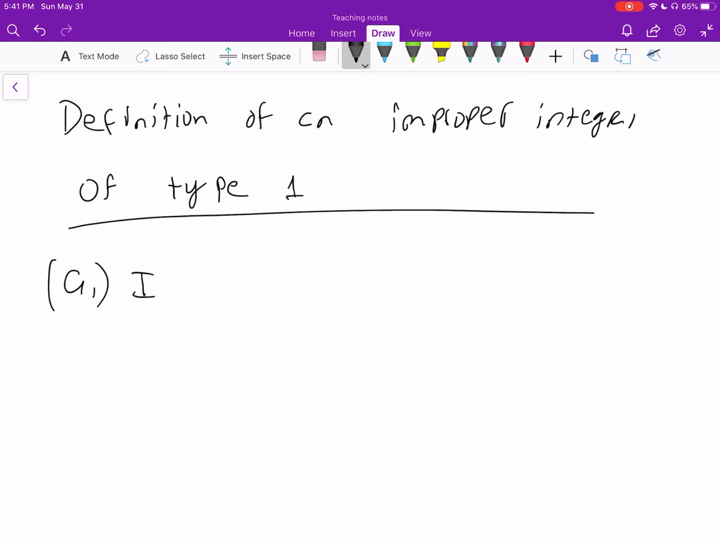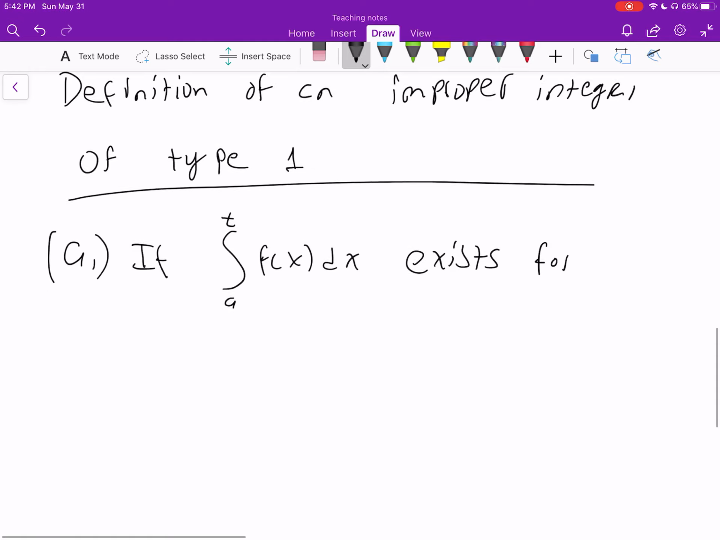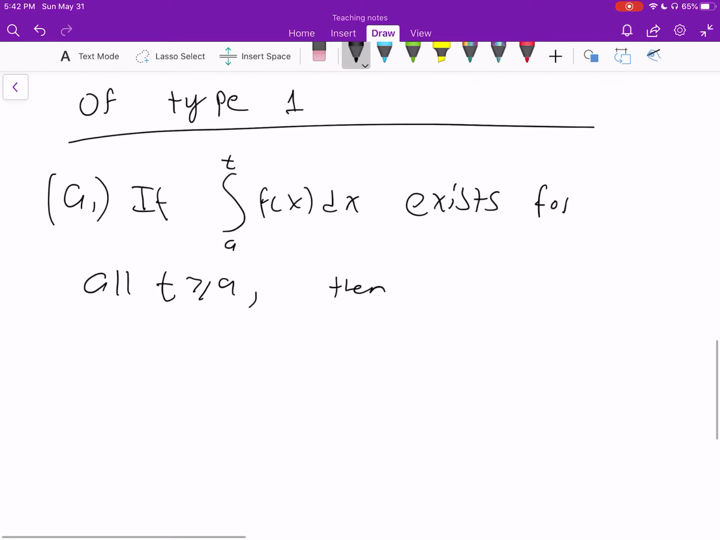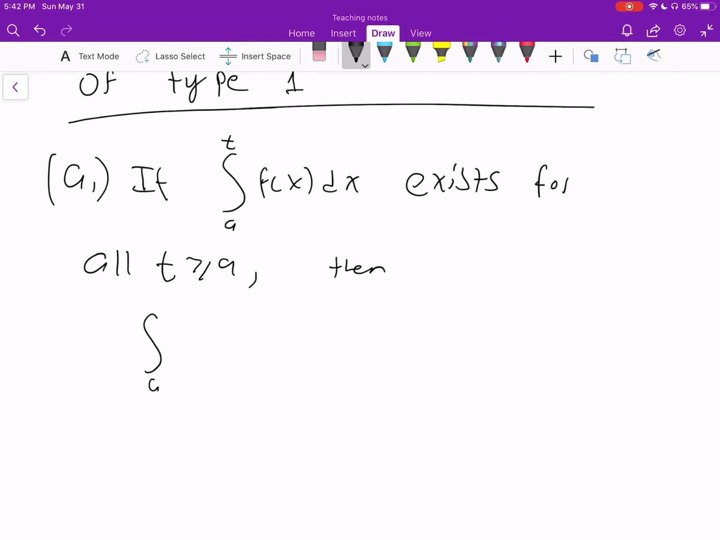So we say if the integral from a to t of f of x dx exists for all t greater than or equal to a, then we write the integral from a to infinity, and we'll talk about what this definition really means in a minute, f of x dx, is equal to the limit as t approaches infinity of the integral from a to t of f of x dx.